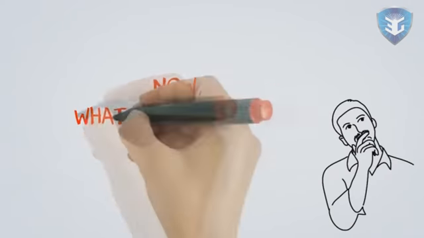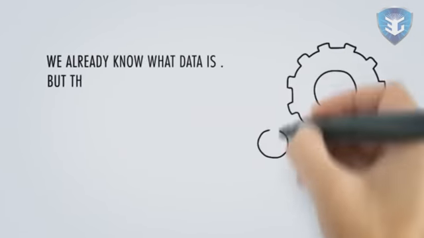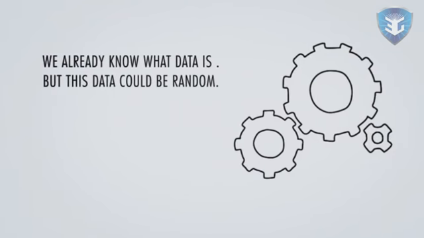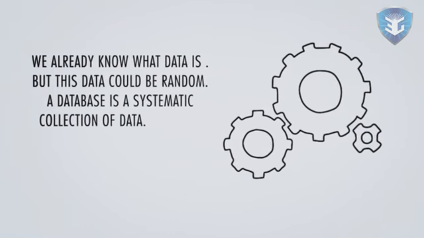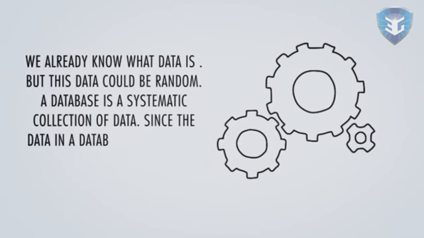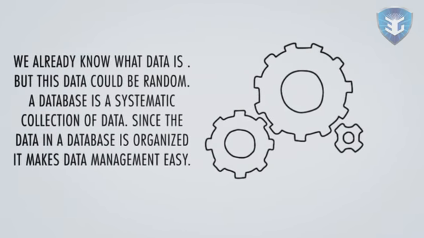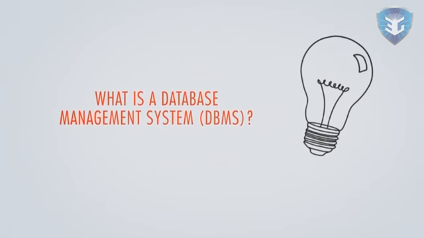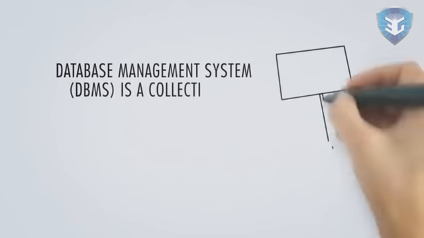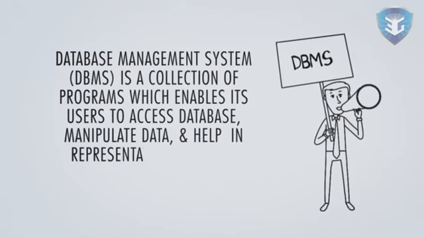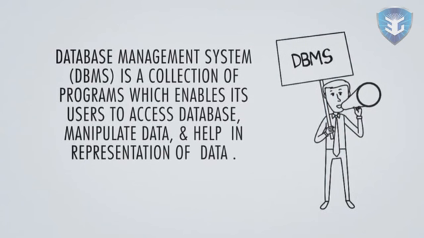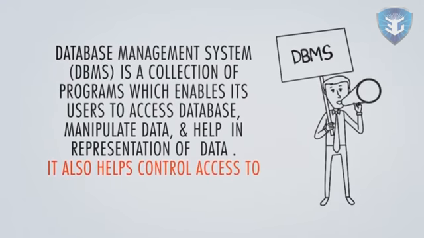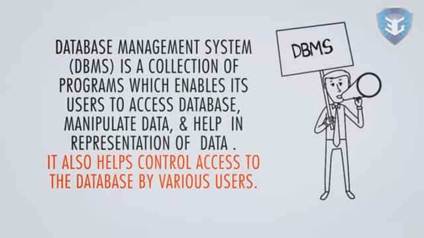Now, what is a database? We already know what data is, but this data could be random. A database is a systematic collection of data. Since the data in a database is organized, it makes data management easy. What is a database management system? Database Management System, or DBMS, is a collection of programs which enables its users to access a database, manipulate data, and help in the representation of data. It also helps control access to the database by various users.